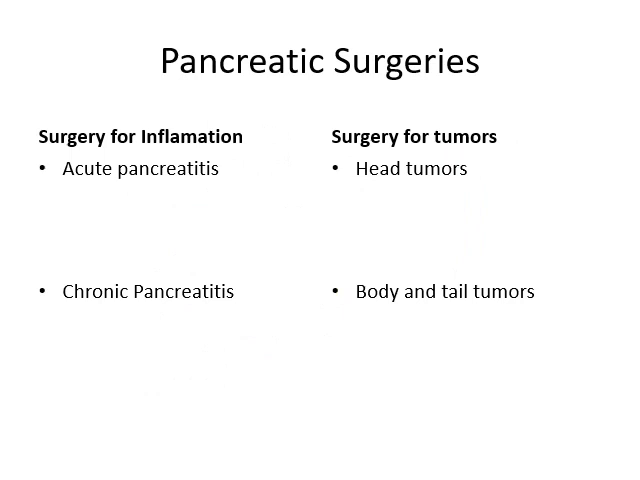So we talked about the anatomy of the pancreas. Now we will talk about the pancreatic surgeries. There are two main categories for pancreatic surgeries. One is surgery for inflammation, and the second is surgery for pancreatic tumors. The inflammatory process is either acute pancreatitis or chronic pancreatitis, and for tumors, it is either pancreatic head tumors or body and tail tumors.